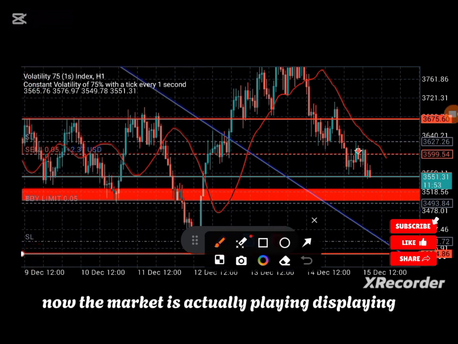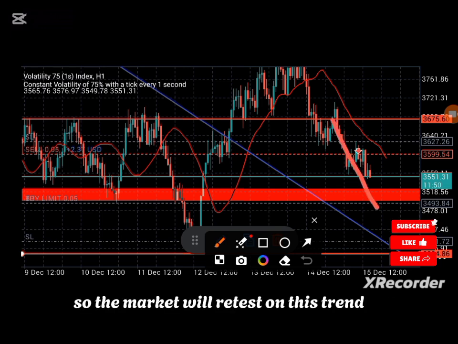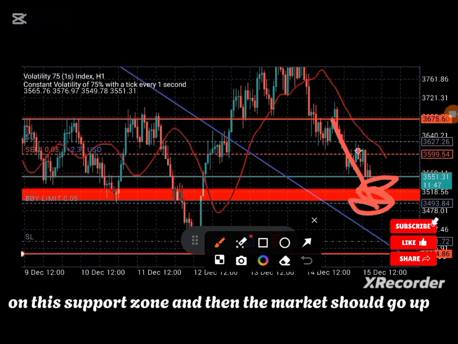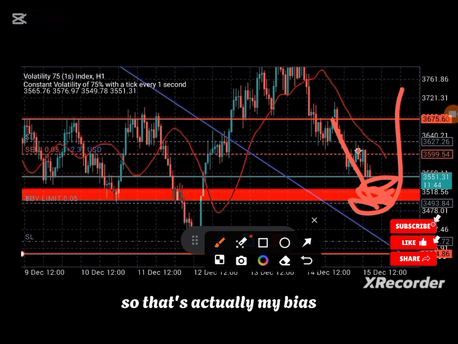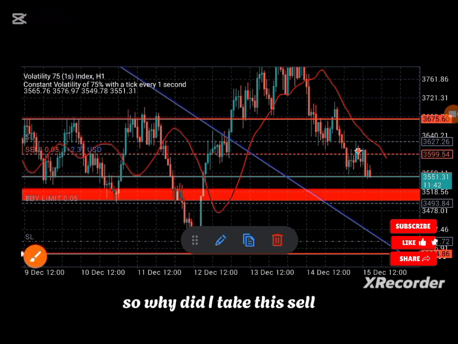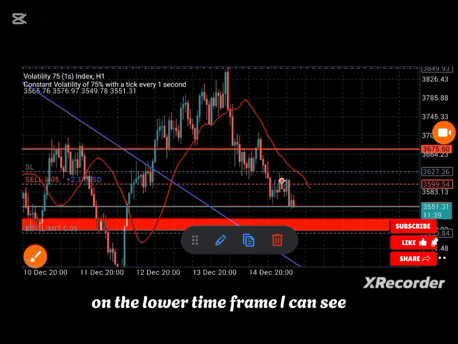The market is actually displaying this retest. The market will retest on this trend, on this support zone, and then the market should go up. So that's actually my bias. That's what I was looking for. So why did I take this sell? I look at, okay, on a lower time frame, I can see.